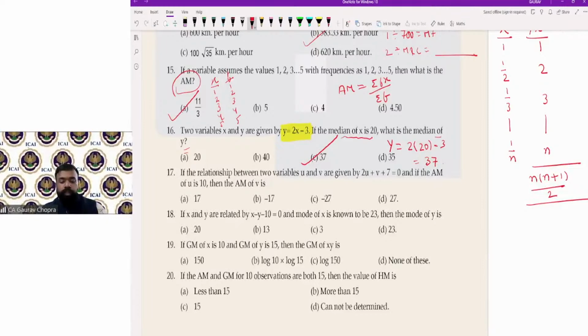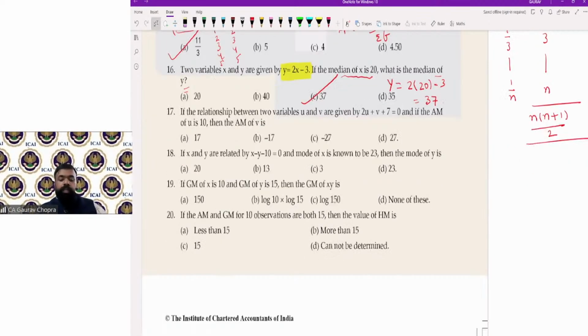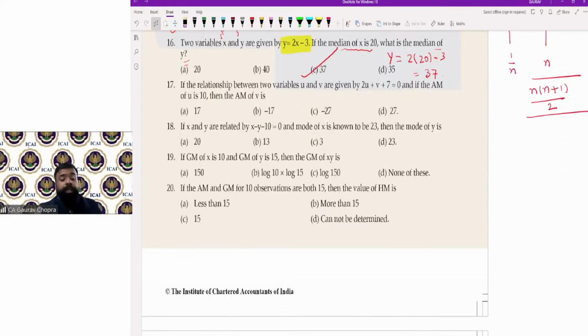Similarly, you can solve 17, it is the same, 18 is the same, then 19. Geometric mean of x is 10, geometric mean of y is 15, then find out the geometric mean of xy. So the property we have done, it is 10 multiplied by 15, that is 150, option number A. Directly option number A is correct.